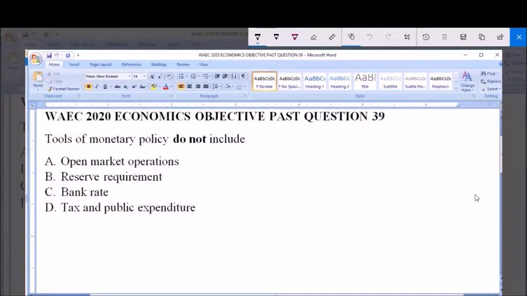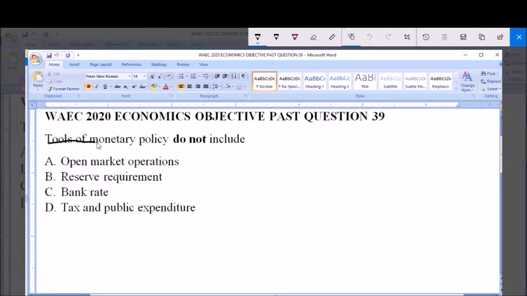Hello and welcome. I will be answering WAEC 2020 Economics Objective past question 39. Tools of monetary policy do not include A, open market operations, B, reserve requirements, C, bank rate, D, tax and public expenditure.